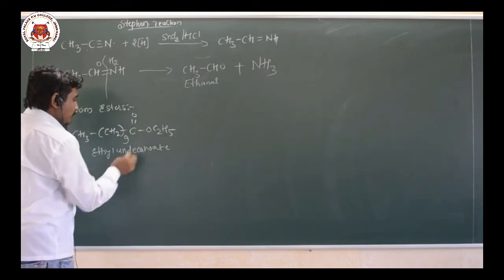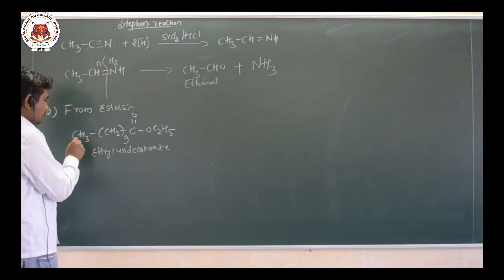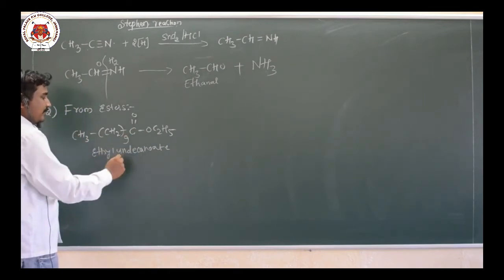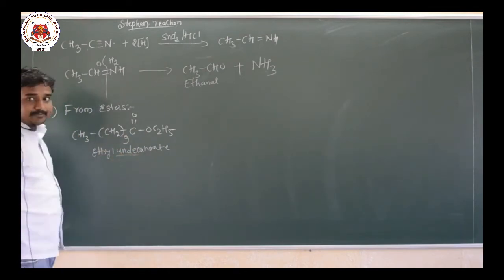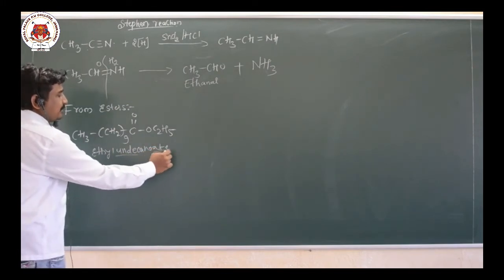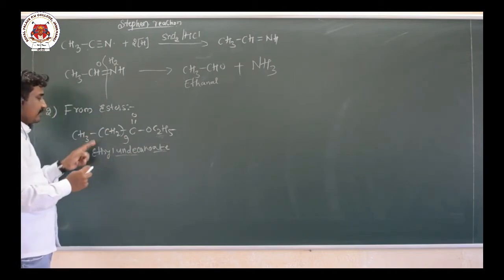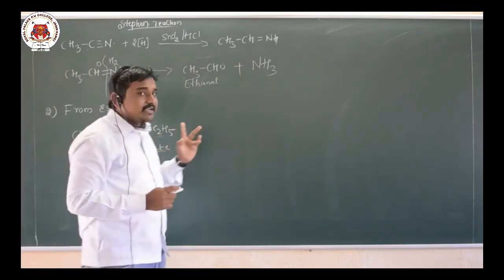Undecanoate, because we have a total of 9 carbon atoms here, plus this one and this one, which makes 11. So 11 means the word root undec. The suffix ate is due to the presence of the ester, and this group is ethyl. Hence the name of this compound is ethyl undecanoate.